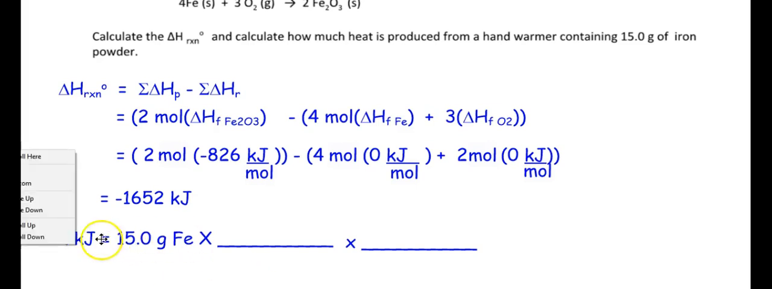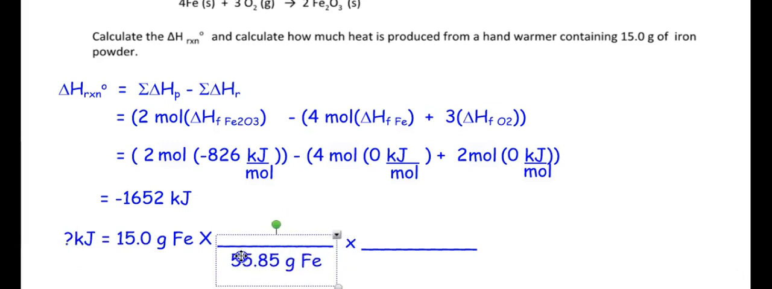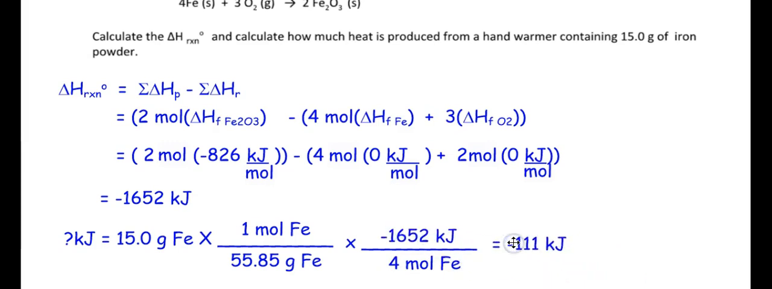So how much are they going to use? Let's use 15 grams, all right? So I put grams on the bottom, and what goes on the top? 1 mole. But wait a minute, I have 4 moles of iron giving off negative 1652 to give me a much more reasonable negative 111 kilojoules. That probably won't burn me.